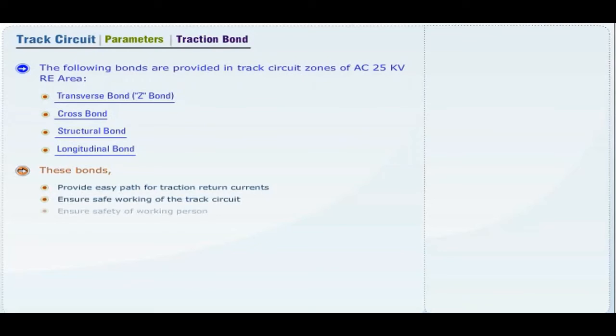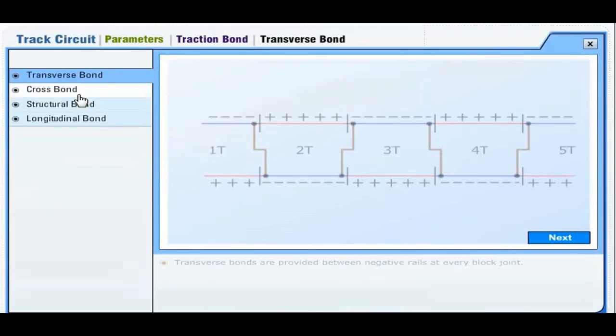Traction bond. The following bonds are provided in track circuit zones of AC 25 kV RE area: transverse bond or Z bond, cross bond, structural bond, longitudinal bond. These bonds provide easy path for traction return currents, ensure safe working of the track circuit, and ensure safety of working persons.